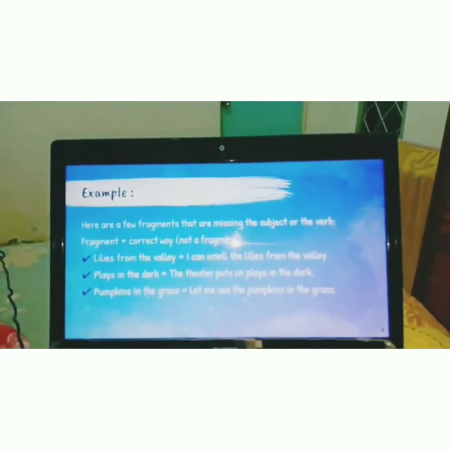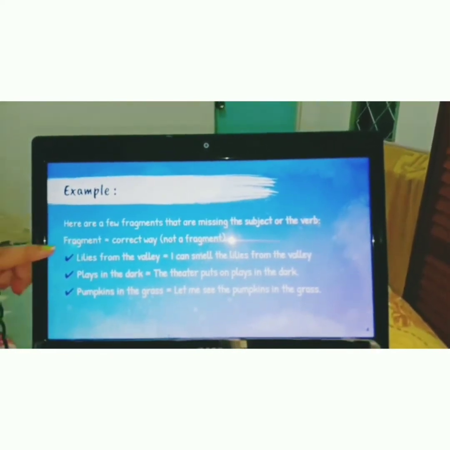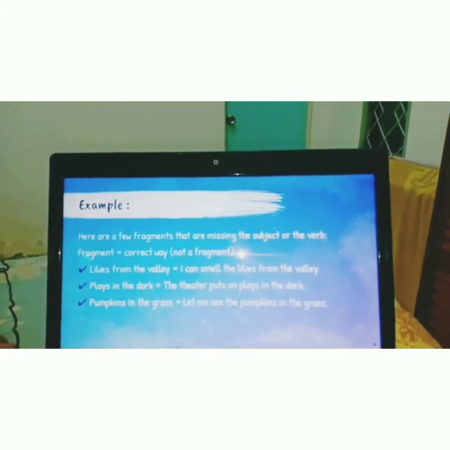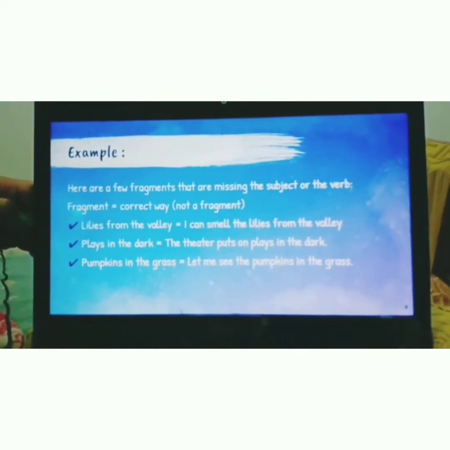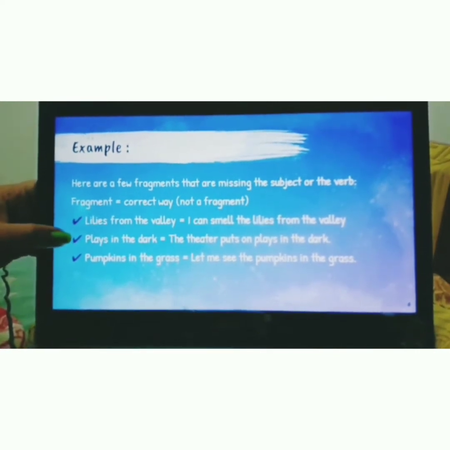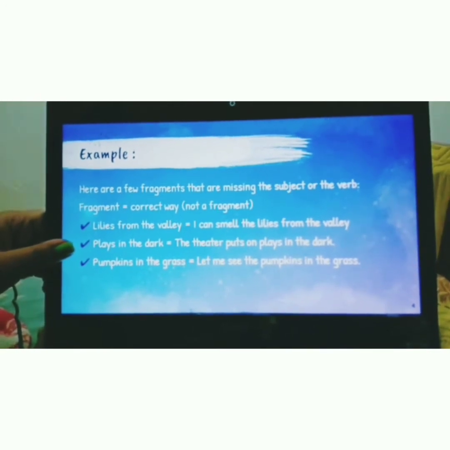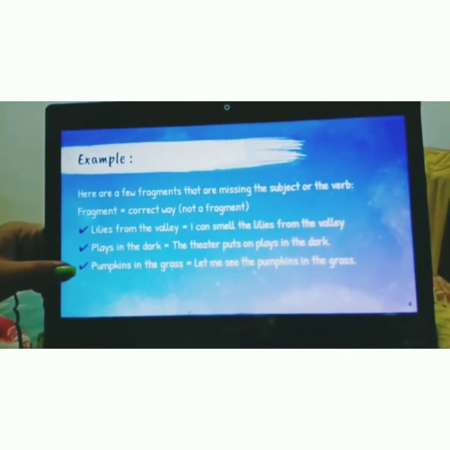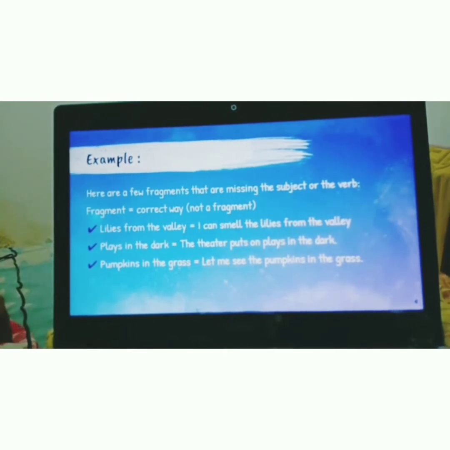Here are a few fragments that are missing the subject or the verb. The left one is the fragment and the right one is the correct way. "Lilies from the valley." The correct way is "I can smell the lilies from the valley." Second one, "plays in the dark." The correct way is "The theater puts on plays in the dark." And the third one, "pumpkins in the grass." The correct way is "Let me see the pumpkins in the grass."